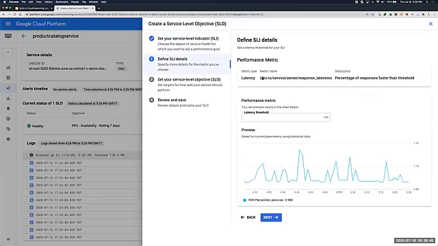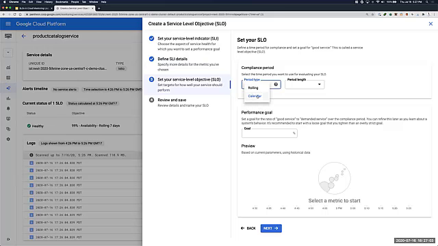And now it automatically selects a latency metric, which is great, right? It shows me what my latency has been for this particular service. So my 95th percentile latency is just under a second. So maybe I'll say I want my latency threshold to be 1,000, and I say next.